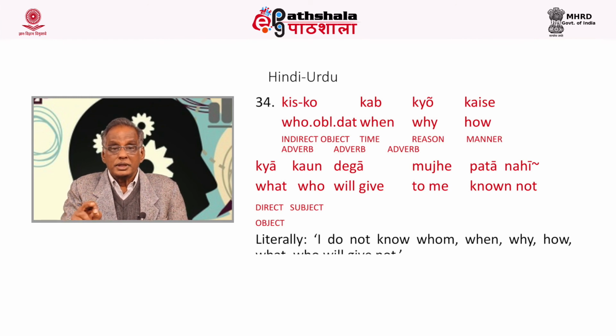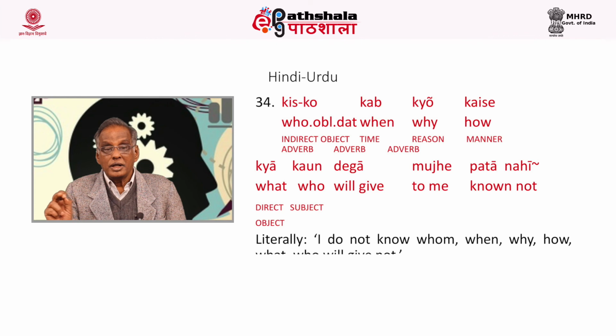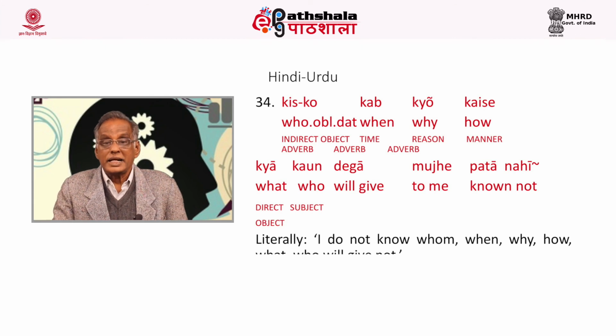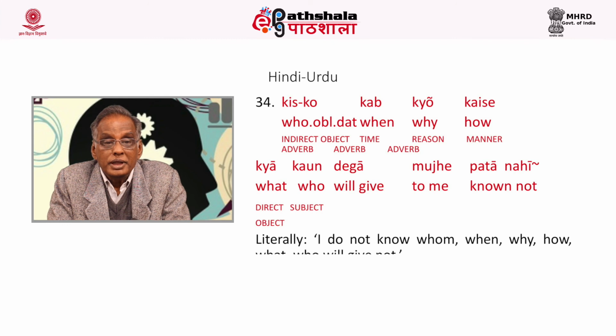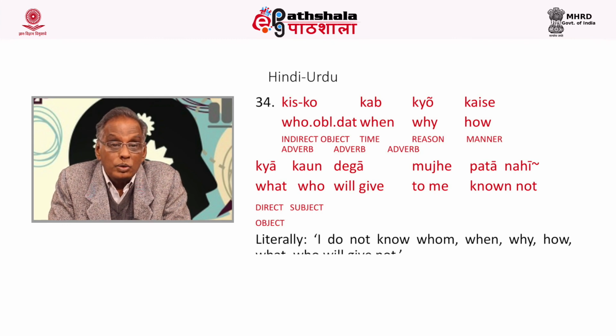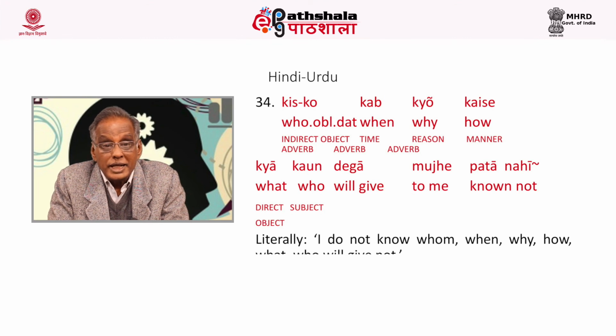The who comes in the initial position of the embedded clause. But in Hindi, you can have kisko, the indirect object, kab, the time adverb, kyun, why, the reason adverb, kaise, how, the manner adverb, kya, what, the direct object, and kaun, who, comes at the end. Of course, in Hindi you can also say kaun, kisko, so this is also possible.